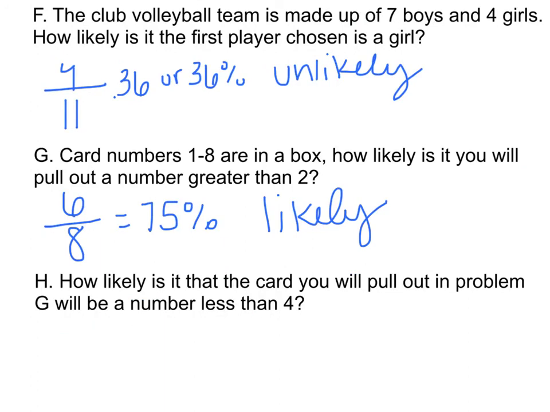Now let's look at number H. How likely is it that the card you pulled out will be less than 4? If you have 8 numbers, that only gives you 1, 2, and 3. So it gives you 3 out of 8, which is going to be 0.375 or 37.5%. So we're going to say it's going to be unlikely.